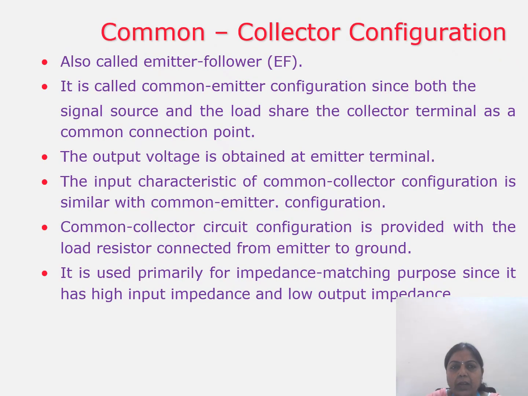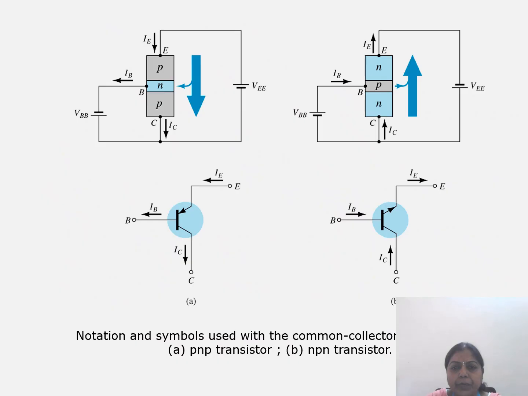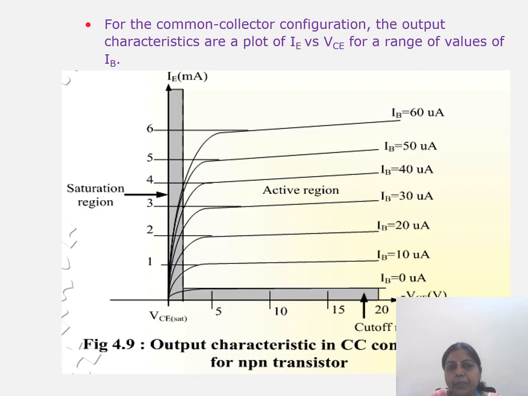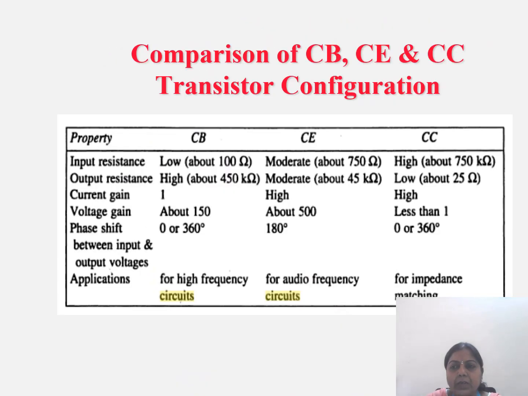Then common collector configuration, also called an emitter follower. Here the collector is common, base is the input and emitter is the output. So this is for the NPN and PNP. This is for the NPN transistor. Based on this, we apply biasing to the junctions and get input and output characteristics.